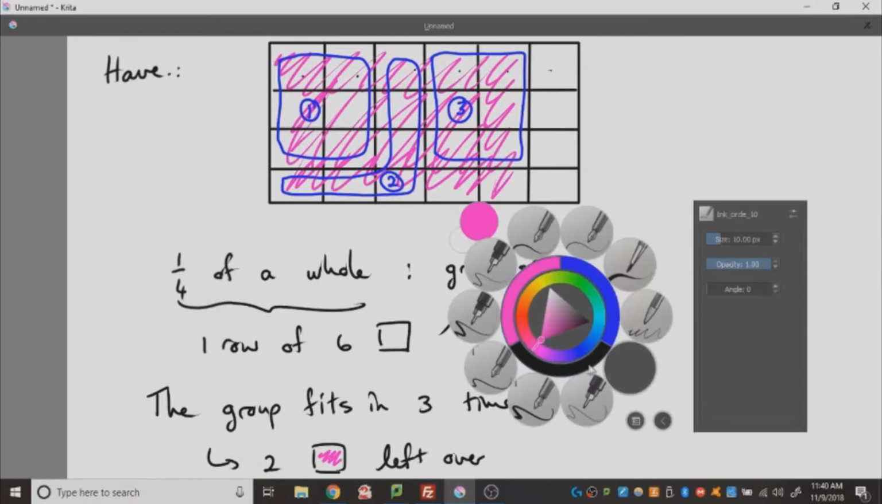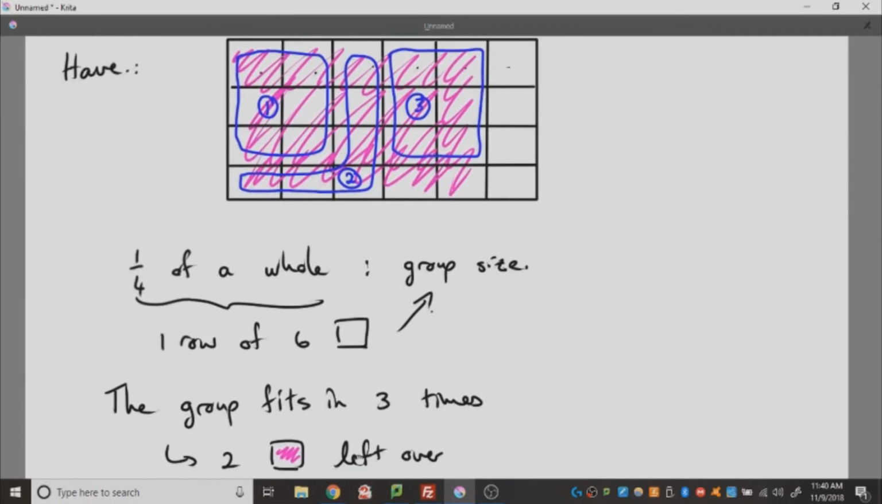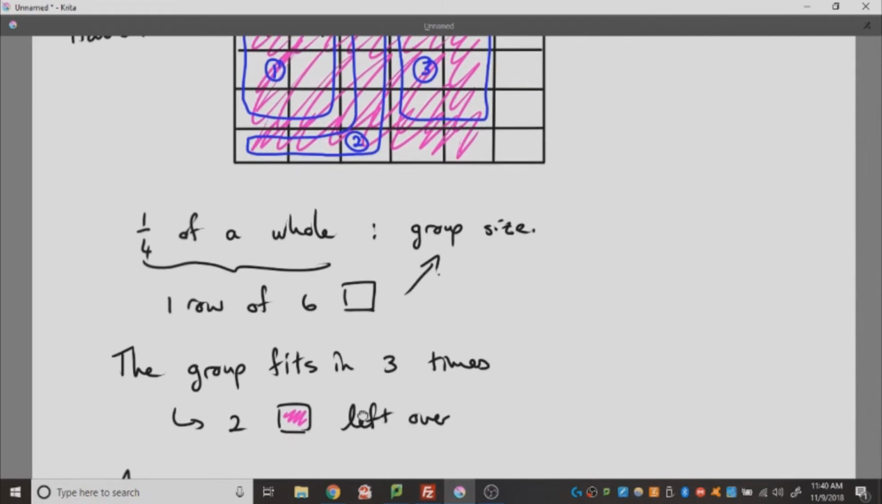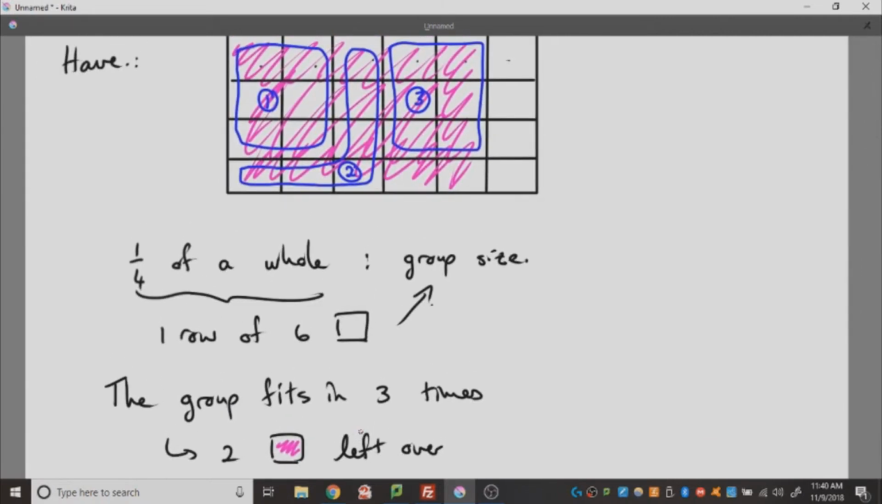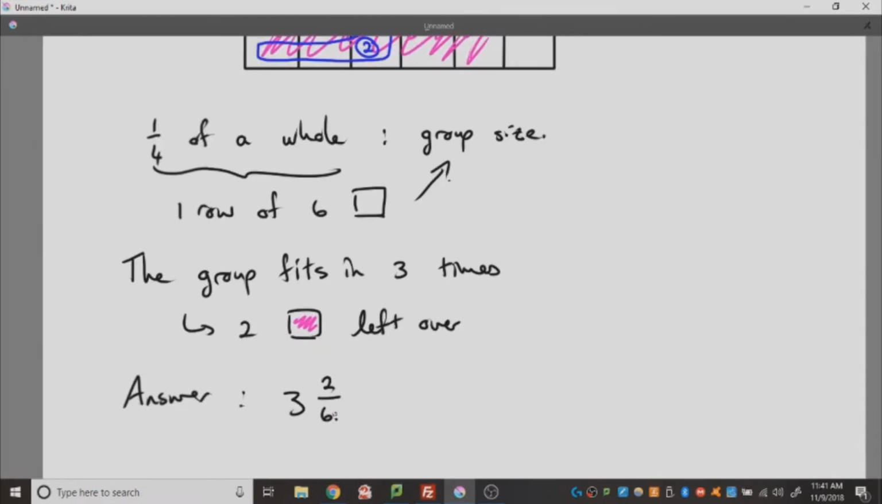Now here is the part that people struggle with a little bit. So my answer is going to be 3 whole times and then a little fraction. Right? How many times can I fit in the groups? 3 whole times. And how much of a group can I make with the leftovers? Well, my group size is 6. I have 2 little pieces available. So 2/6 of a group I can fit in. It's not a whole group, it's a fraction of a group. But it's relative to the group size.